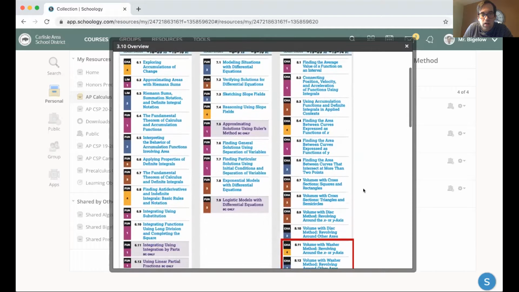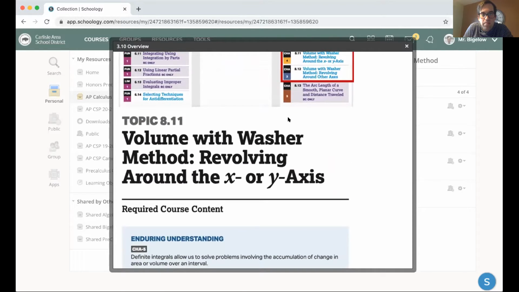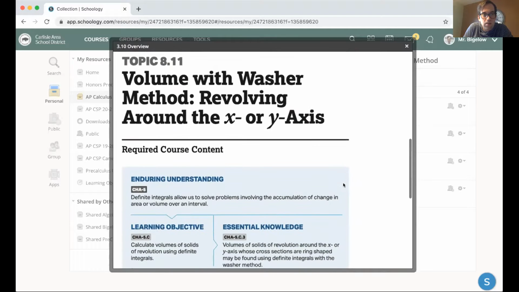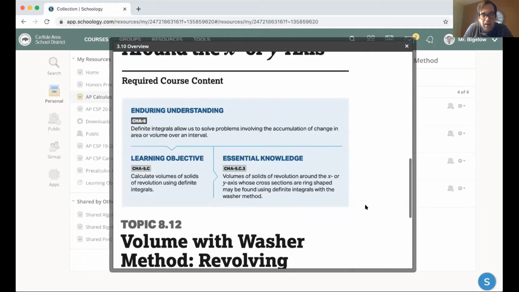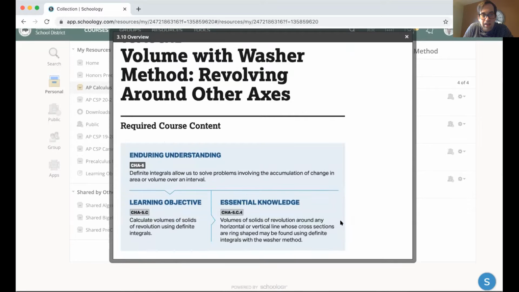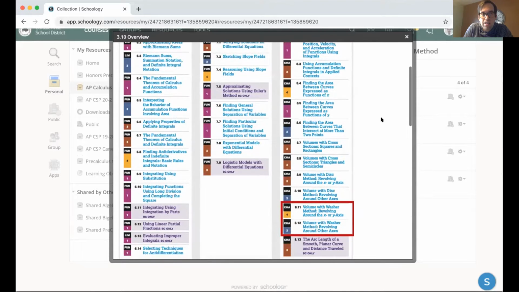So we are going to start off here just looking at an overview of these lessons. Lesson 11, volumes of solids of revolution around the X or Y axis whose cross sections are ring-shaped may be found using definite intervals with the washer method. And then the next lesson does the same thing, but around other axes. Okay, so that's what we're looking at today.